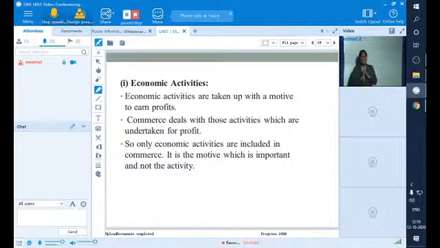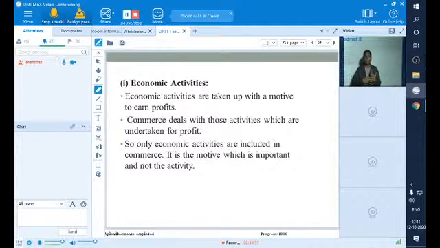Economic activities are taken up with the motive to earn profit. For what purpose are we going to do a business? To earn profit, to earn money, we are going to do a business. So that is the first thing you are going for in commerce. We are going to transact things from one place to another place. For what purpose? For earning money. So economic activities are taken up with the motive to earn profit.